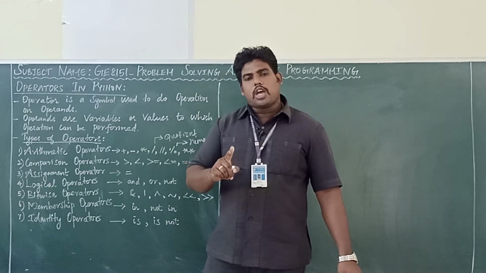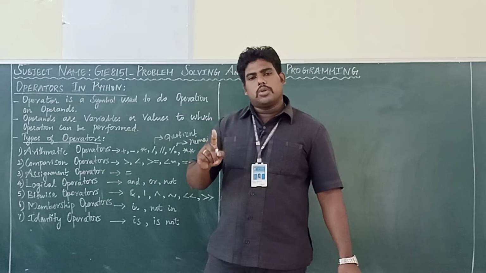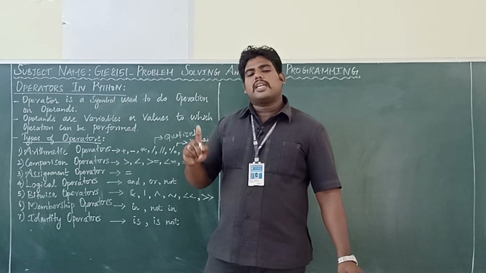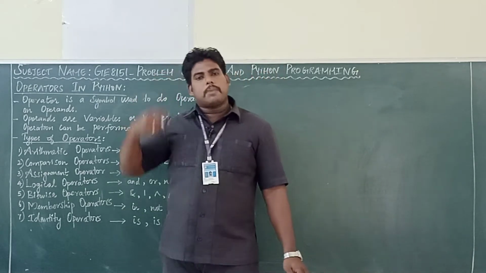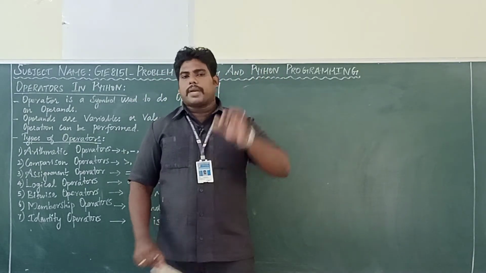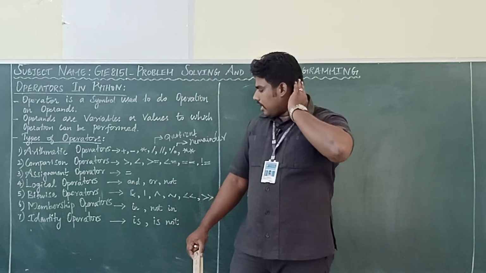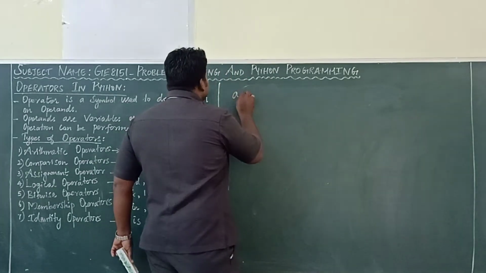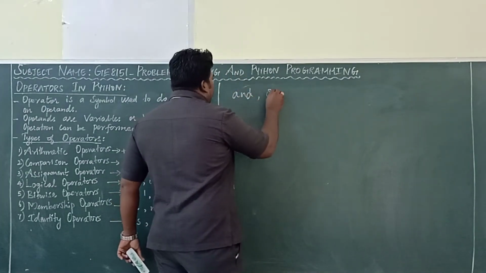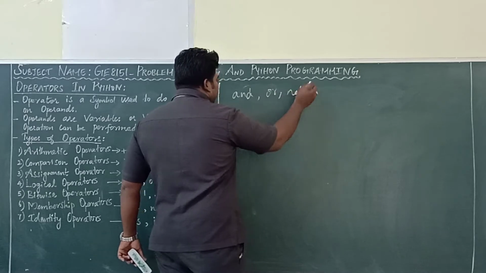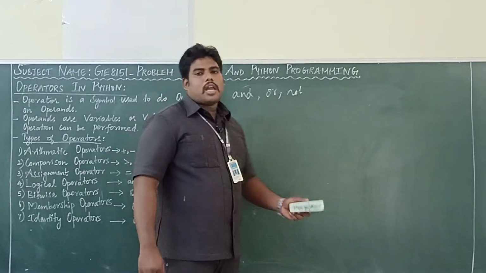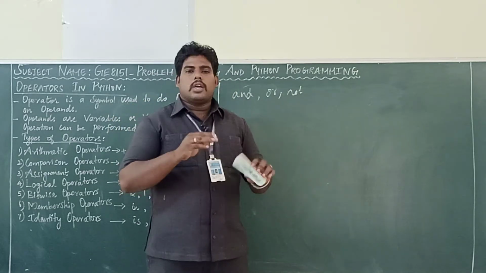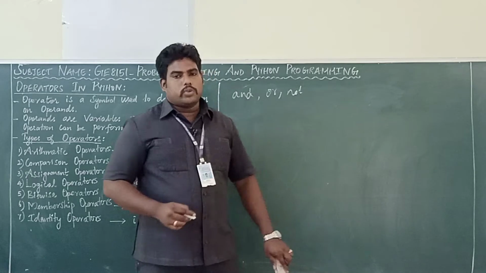What's the definition of a logical operator? A logical operator is used to check more than one condition, to check whether the result is true or false. For that purpose only we are using logical operators. So what are the logical operators here? AND, OR, NOT. We can see them one by one. These logical operators work in the form of a truth table, and the result should be determined with the help of the truth table.